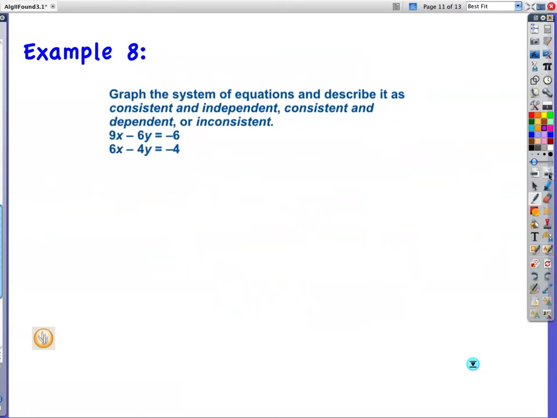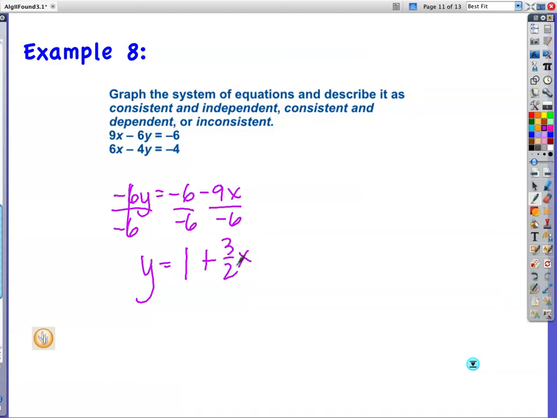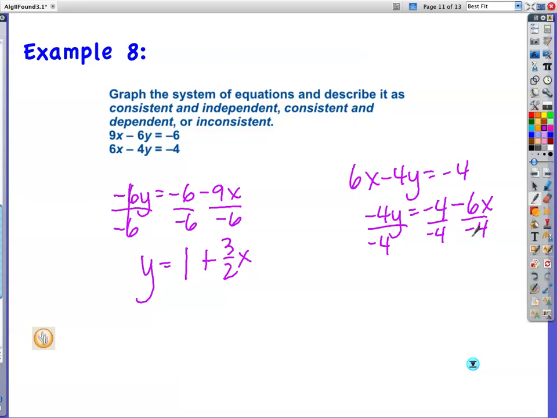Okay, example 8. Ooh, look at that. I'm going to start here with negative 6y is equal to negative 6 minus 9x. Divide everything by negative 6. So now I have y equals positive 1 plus, I'm going to reduce this to 3/2 x. On this one, I have 6x minus 4y equals negative 4. Negative 4y equals negative 4 minus 6x. Divide by negative 4. Y equals 1 plus 3/2 x.